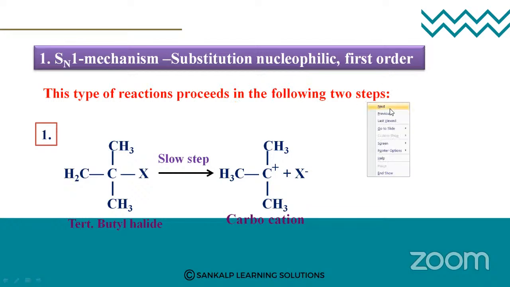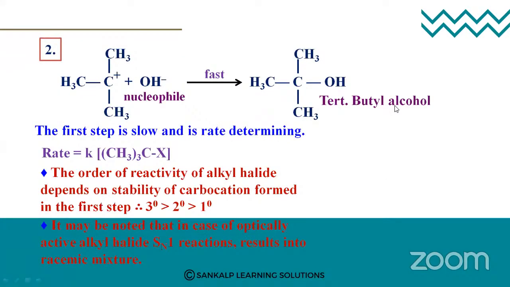So we are going to convert the alkyl halide into alcohol. The second step is a very fast step where the nucleophile, here OH minus, will attack the carbocation very fast. You know that carbocations are unstable. So the nucleophile will attack the carbocation and it will form tertiary butyl alcohol.